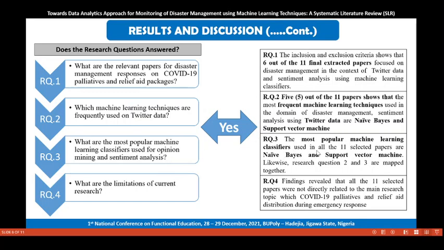Then research question number 3, the most popular machine learning classifiers used in all the 11 selected papers are naive Bayes and support vector machine. Likewise, research questions number 2 and 3 are mapped together. Then research question number 4, the limitation of the current research. The findings reveal that all the 11 selected papers were not directly related to the main research topic, which is COVID-19 palliatives and relief aid distribution during emergency response. So you can see there is a huge gap in the available papers that have been written on the COVID-19 emergency responses. So these are the answers to the research questions.